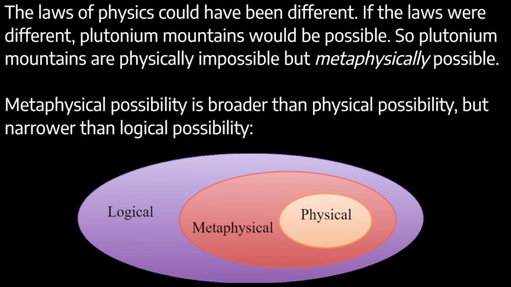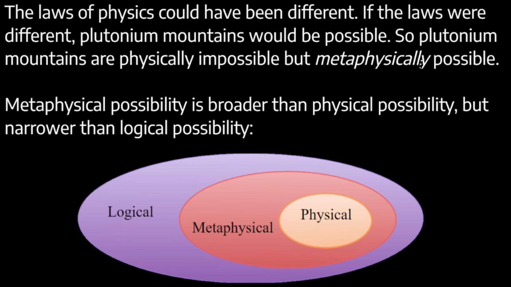Now, it's difficult to give a simple characterization of what metaphysical possibility is supposed to be. Metaphysical possibility is generally taken to be broader than physical possibility, but narrower than logical possibility. Here's a simple diagram that I've taken from the Stanford Encyclopedia of Philosophy. The idea is that some things are metaphysically possible that are not physically possible, such as plutonium mountains. But then there are some statements that are logically possible, but that are not metaphysically possible.